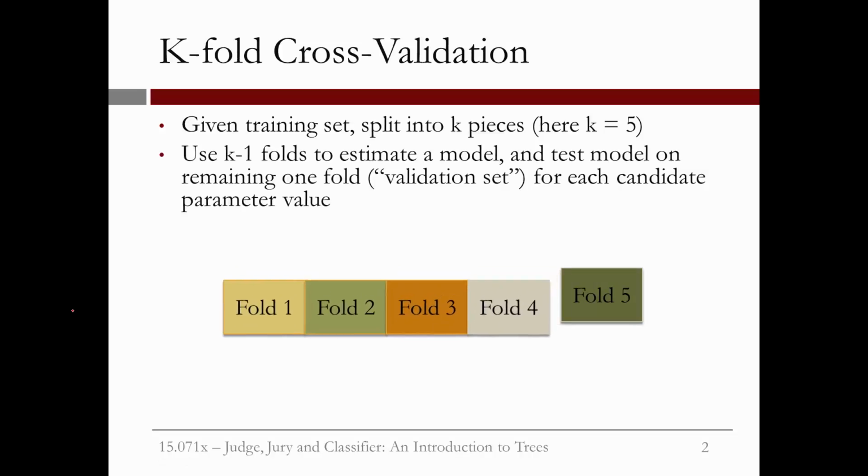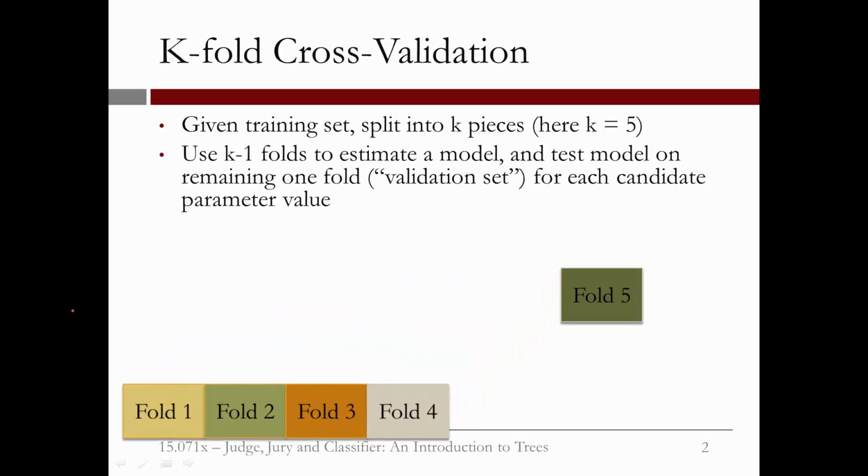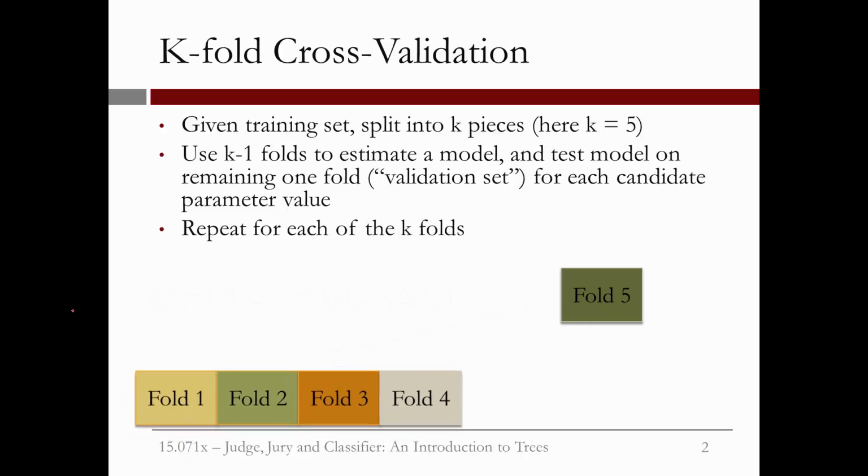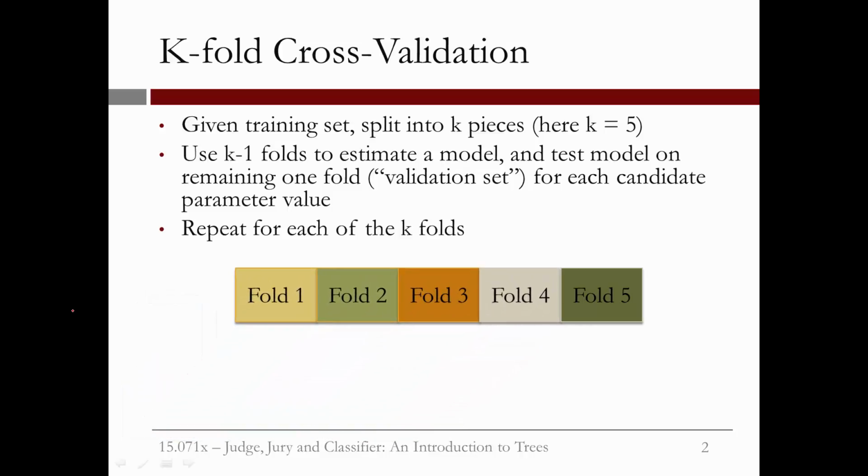Then we select k-1, or 4 folds, to estimate the model, and compute predictions on the remaining 1 fold, which is often referred to as the validation set. We build a model and make predictions for each possible parameter value we're considering. Then we repeat this for each of the other folds, or pieces of our training set.